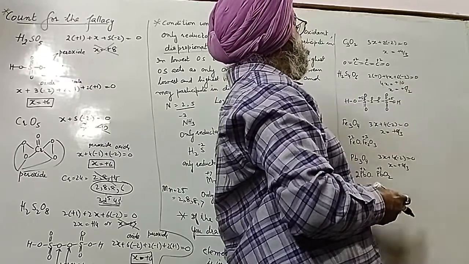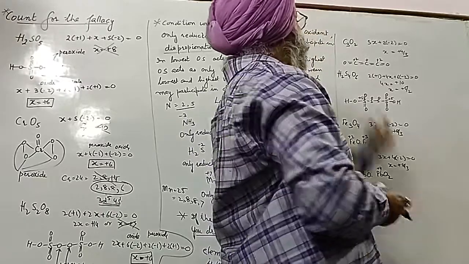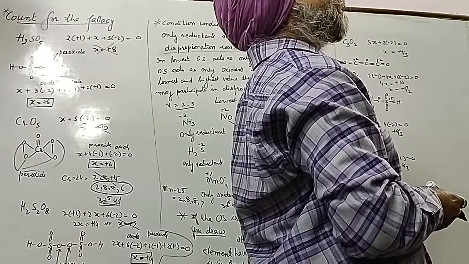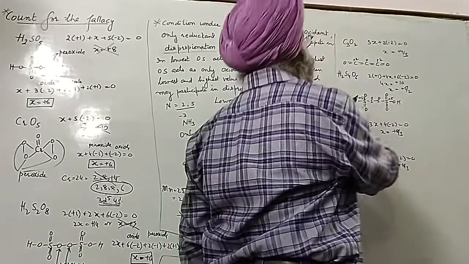Similarly, in this case, H2S4O6: 2 into +1 plus 4x plus 6 into -2, then x comes to +5 by 2. The value comes out as a fraction. Why? There are 4 sulfurs, and all the sulfurs don't have the same oxidation state. The average value is this; the structure is this one.